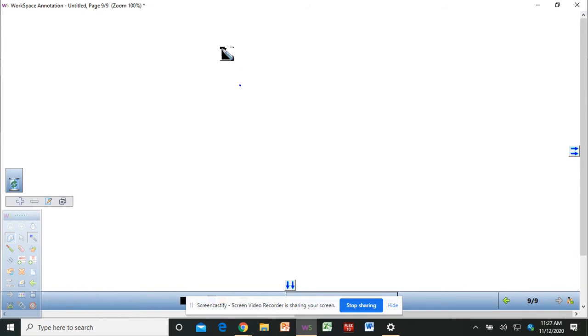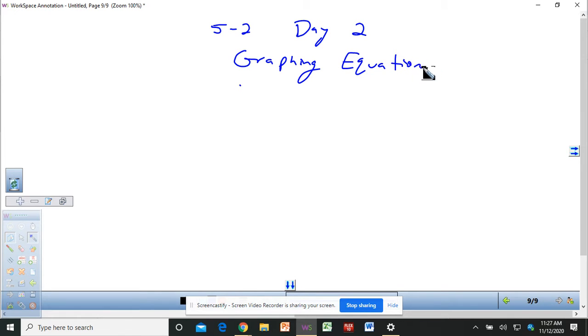Hey guys, today we are going to be talking about 5-2, day 2, and what we're going to be doing is graphing equations. Now, with graphing equations, it's going to be very similar to what you did last year. So they're going to give you an equation like y equals x plus 3, and they want you to graph that. So to start this off, what you'll need to do is make an xy table.